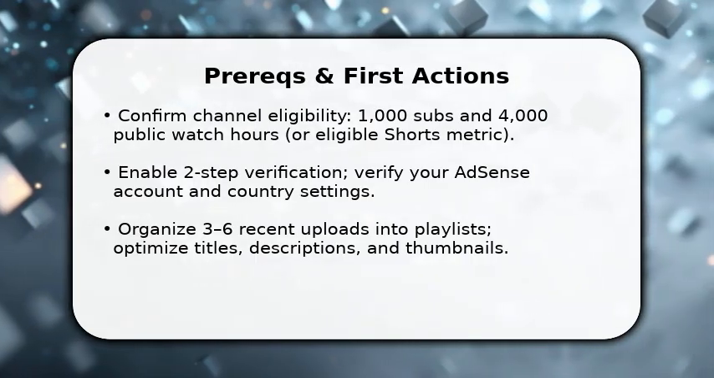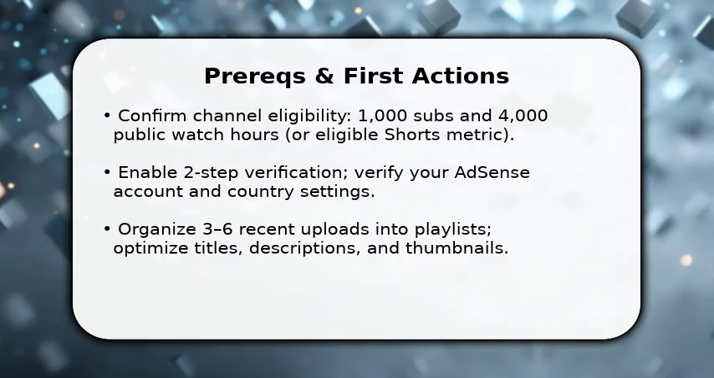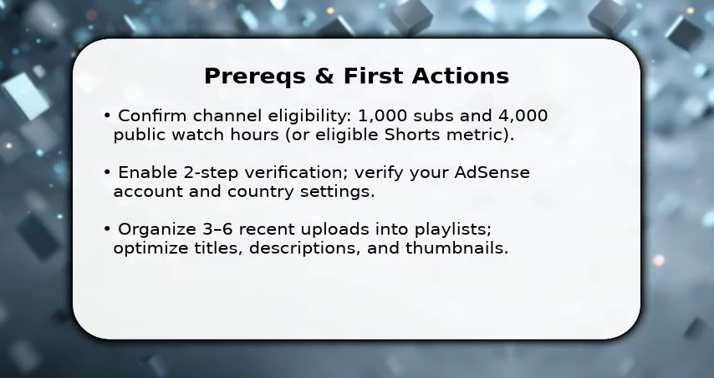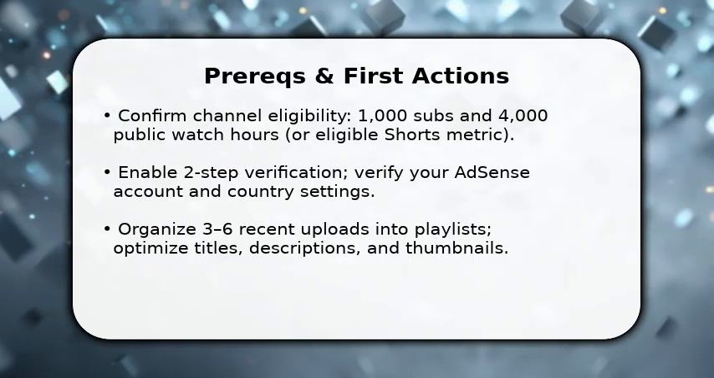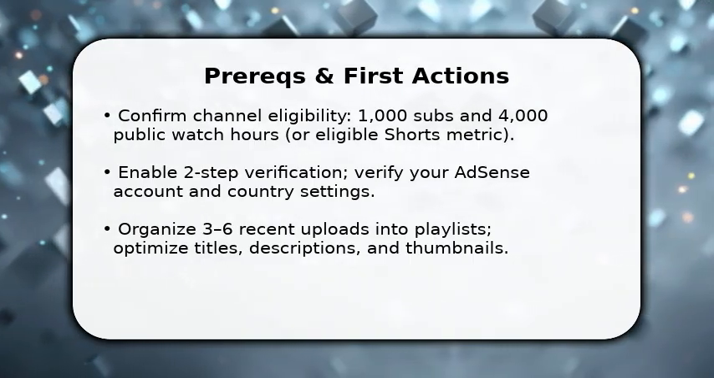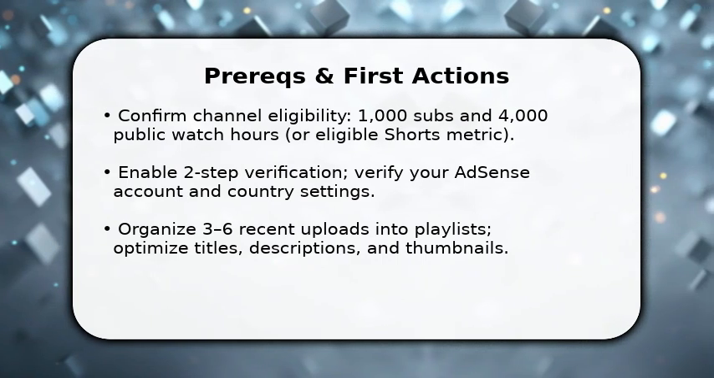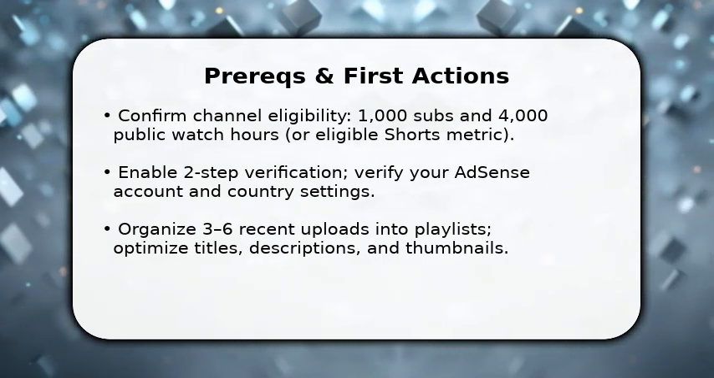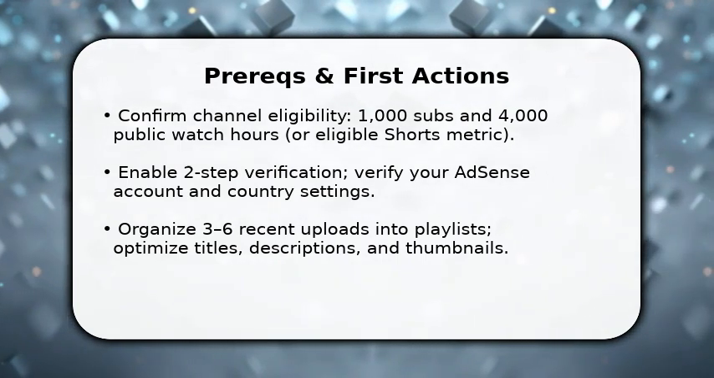Next, link or create an AdSense account and set country and payment details. Then, organize recent uploads into 3 to 6 playlists and update titles, descriptions, and thumbnails to meet content policies. This increases approval odds and shows YouTube you're ready for.